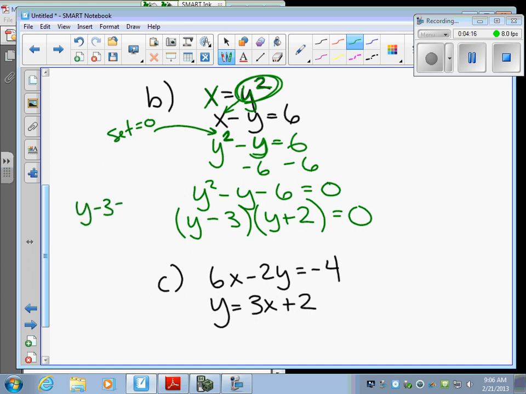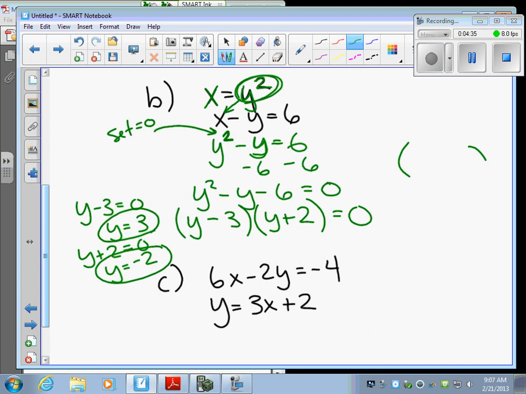So y minus 3 equals 0 means that y is 3. And y plus 2 equals 0 means that y is negative 2. And oh, this isn't the only answer. I'm looking for points of intersection. I forgot to do this in A, so we'll have to go back and do that. So when y is 3, x equals y squared, which is 9. So there's one answer. And when y is negative 2, x is negative 2 squared, which is 4.